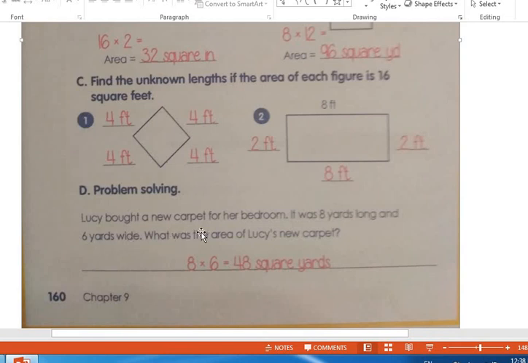Lucy bought a new carpet for her bedroom. It was 8 yards long and 6 yards wide. What was the area of Lucy's new carpet? Length times width equals 48 square units.